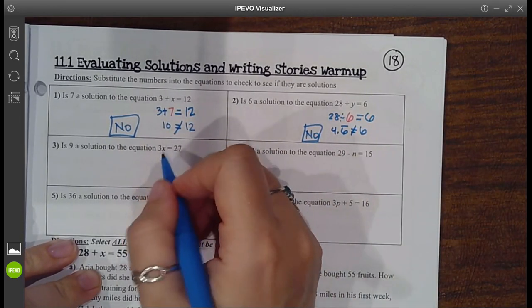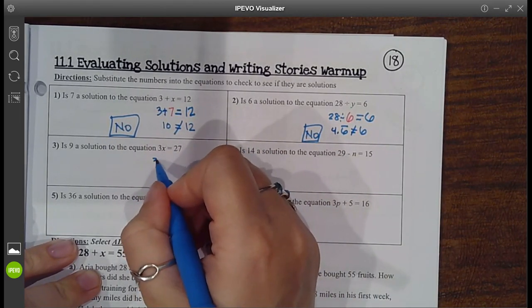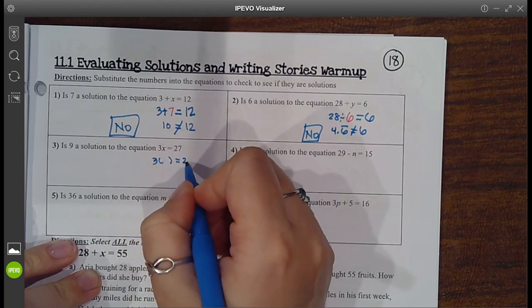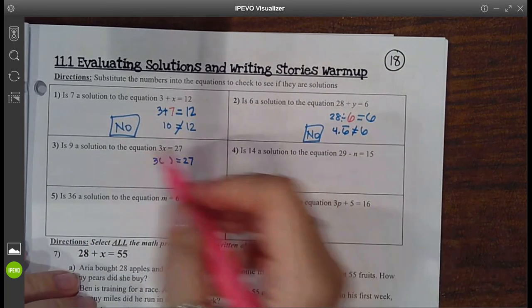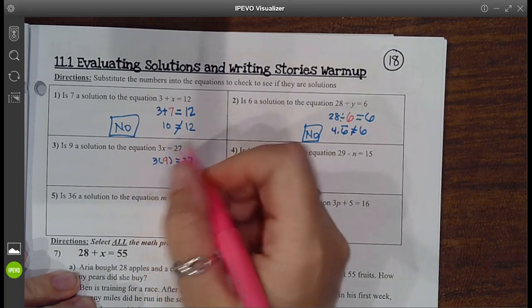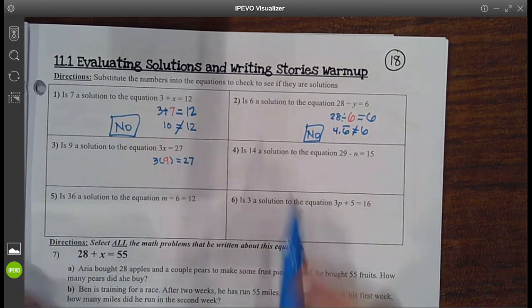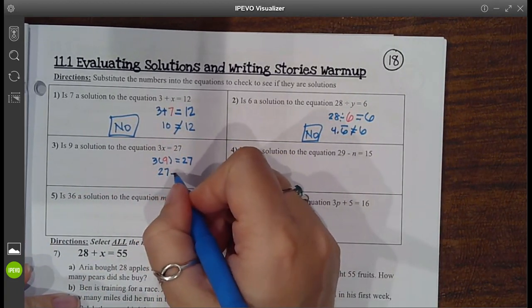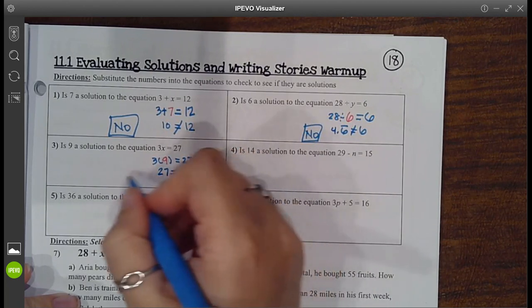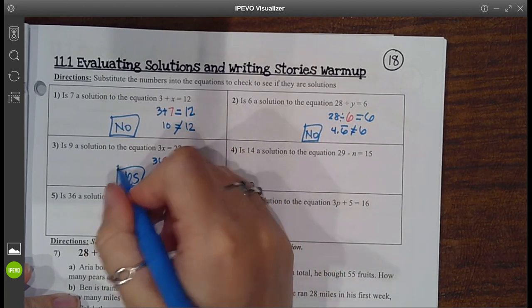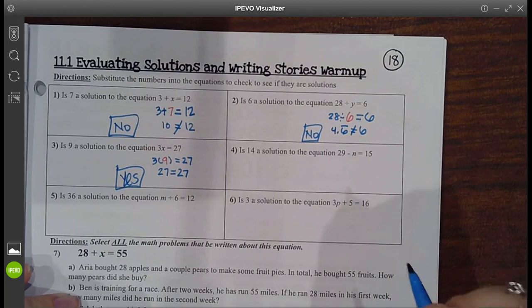Here, when you have a variable touching a number, that means they're being multiplied. And they think that 3 is being multiplied with a 9. Let's see if that's true. 3 times 9 is 27. Bring down the other side, equals 27. True statement. So yes, 9 was the correct solution for that variable.